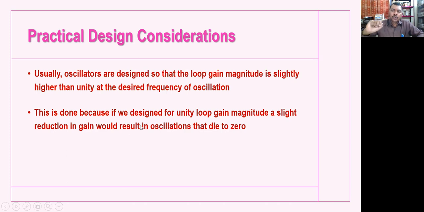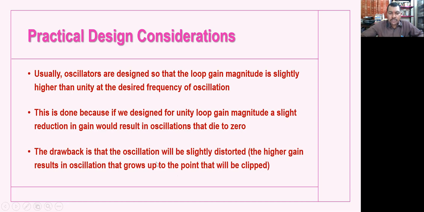थोड़ा सा ज्यादा करके रखेंगे तो ही वो it will remain stable, otherwise it will go on damping, damping and then at a certain position it will become zero. So this is being told over that. The drawback is that the oscillation will be slightly distorted. The higher gain results in oscillation that blows up to the point that will be clipped.